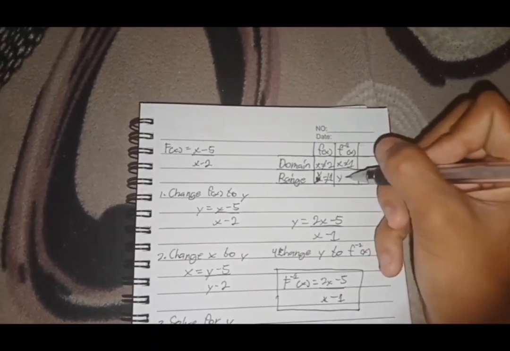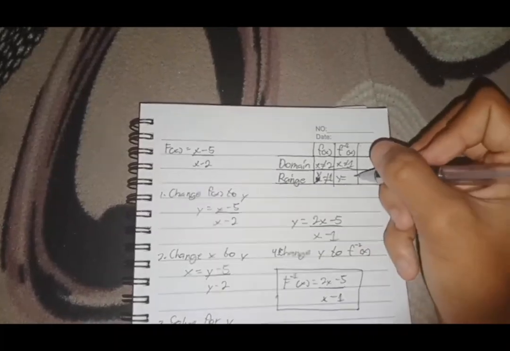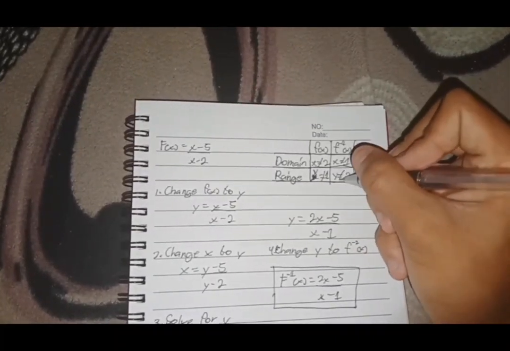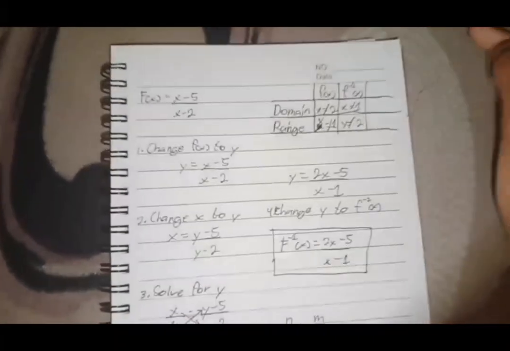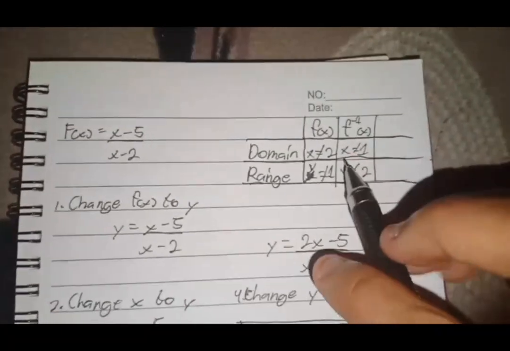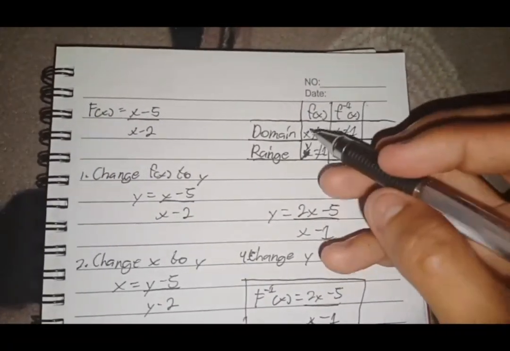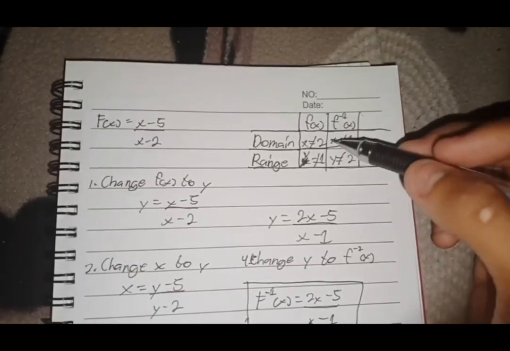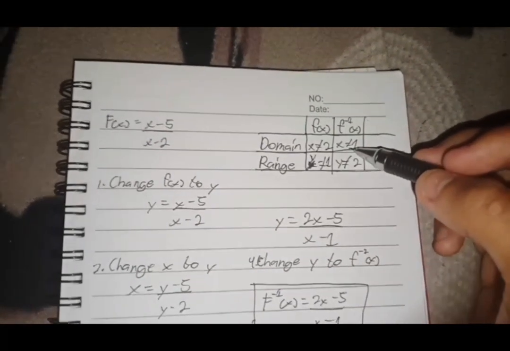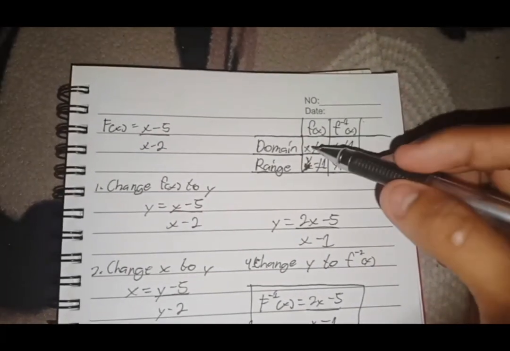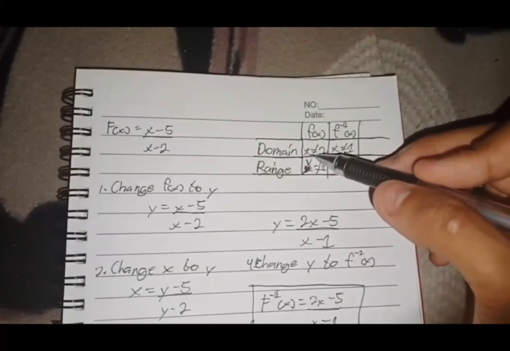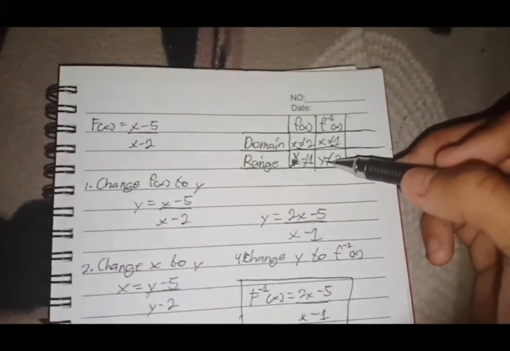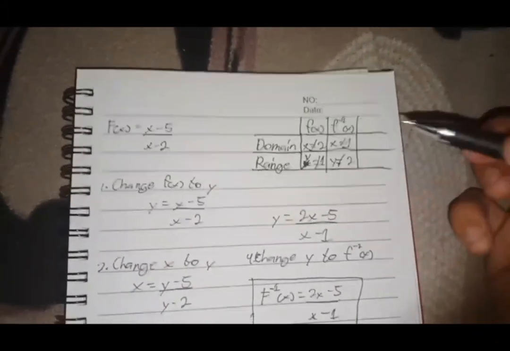So, ganito lang po. Ayan lang po siya. Kung ano po yung range dito is yun po yung magiging domain ng inverse natin. And kung ano po yung domain dito sa f of x is yun din po ang magiging range ng inverse natin. So, yun lang po.